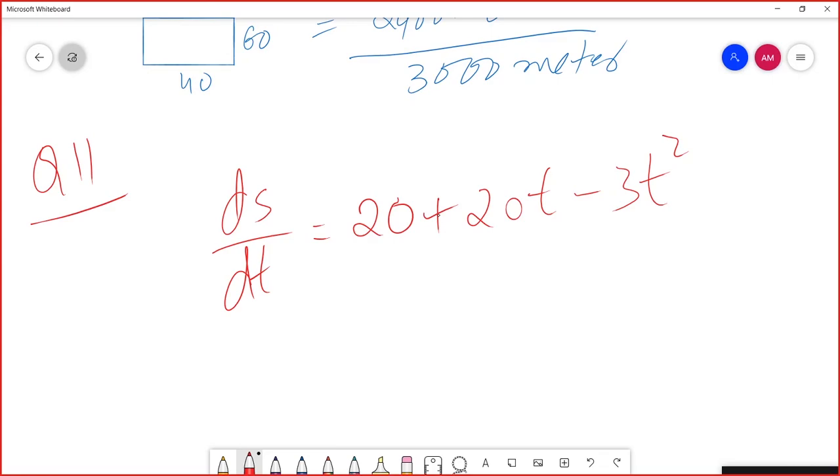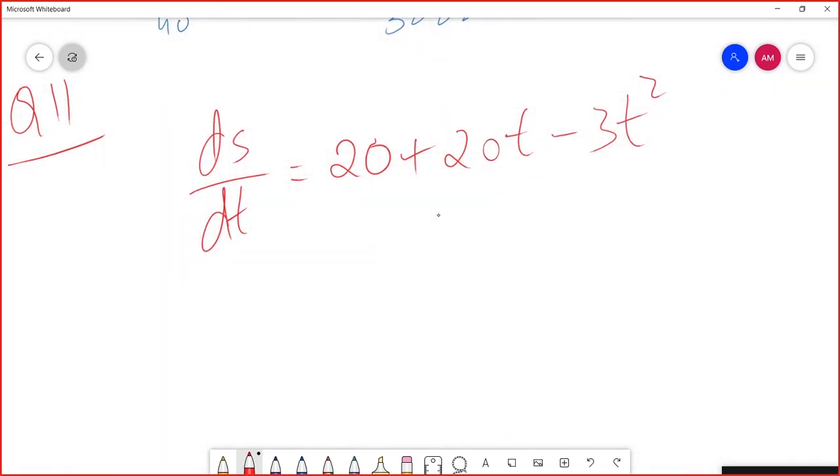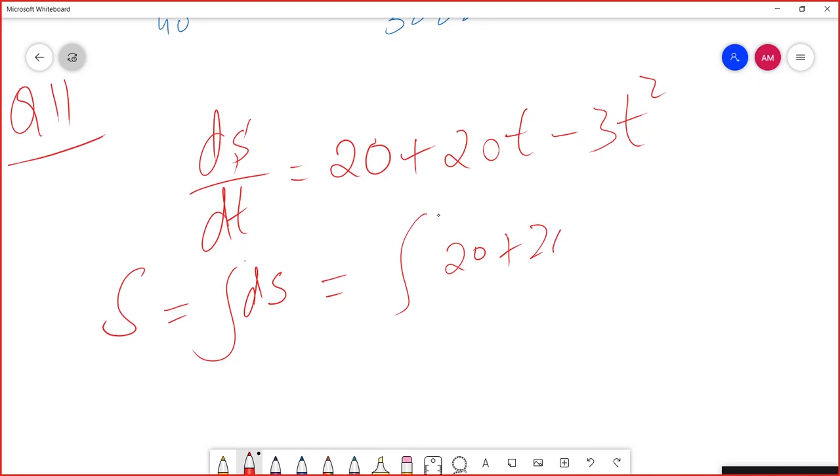Yep. So we have to find it in the first week of the campaign, right? So what should we do? We want to know S. So S is equal to the integral of ds, which would cancel, and this would be equal to the integral of 20 plus 20t minus 3t squared dt. Does this make sense to you or no? Yep. Okay. Can you help me to do this now?